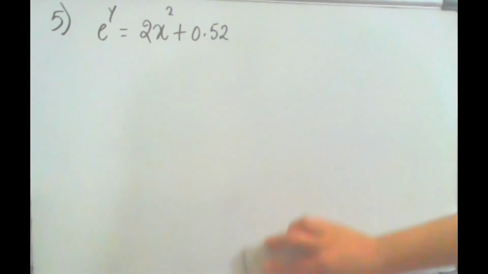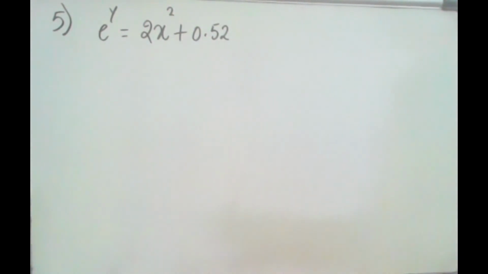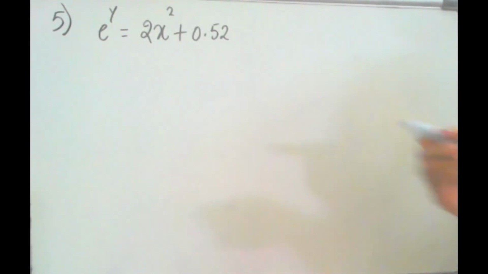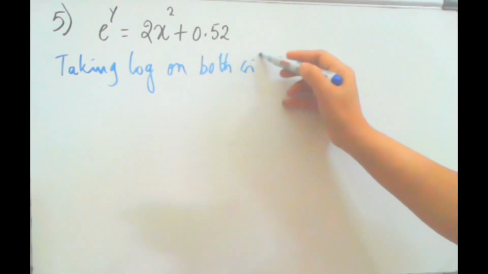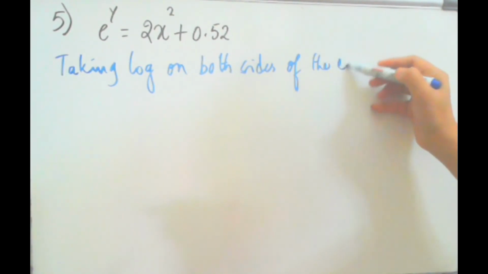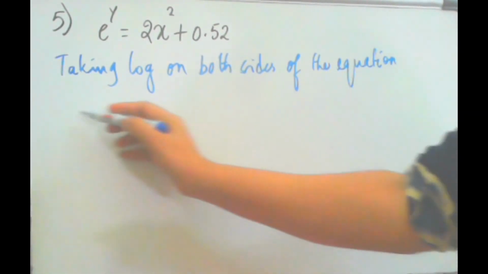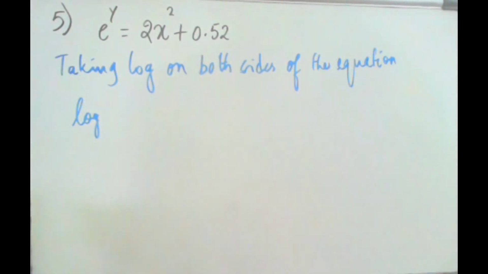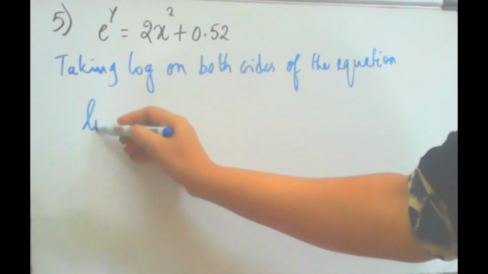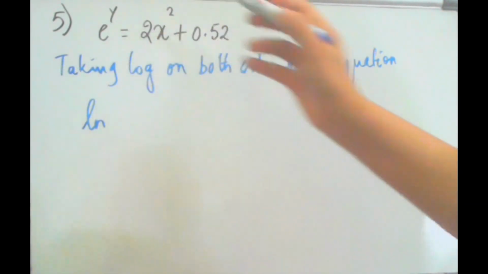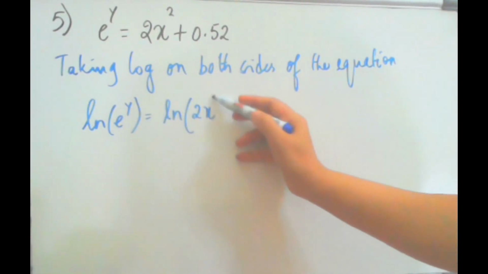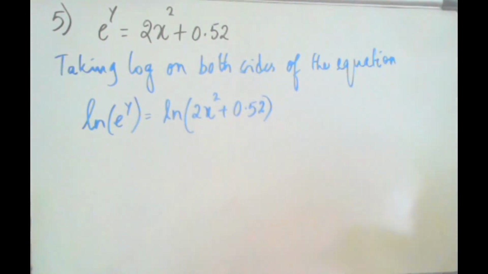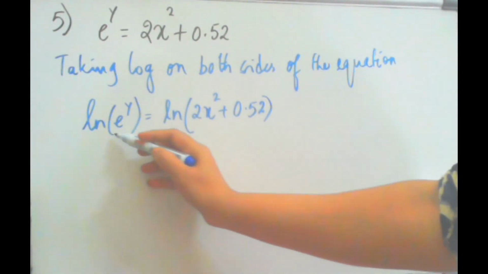Now the solution is not complete yet. We have to find y in terms of x. How do we do that? To get y in terms of x, we have to apply log. Taking natural log on both sides of the equation, we write ln, natural log, because whenever the base is e, we say it is a natural log. So ln e power y is equal to ln of 2x square plus 0.52. Going by the definition of ln, what is ln e power y?